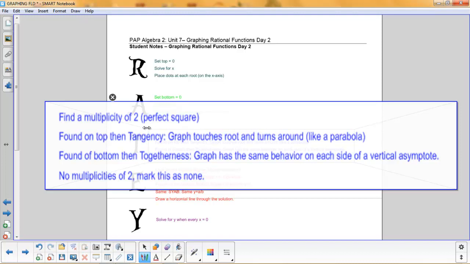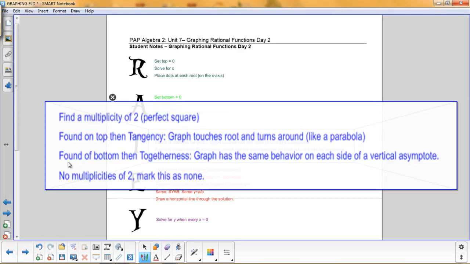Okay? So we're looking for multiplicities of 2. When we look for multiplicities of 2, we're looking for things like perfect squares. Okay? Perfect squares would be x squared. It would be a perfect square trinomial such as x plus 2 quantity squared. Those are some examples of perfect squares. If you have a perfect square which is found on top, then you have what is called tangency. The graph will touch a root and then turn around much like a parabola will. The shape of your graph will have a parabola shape in the middle of it at some point.